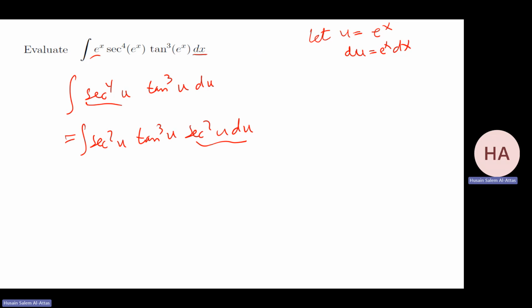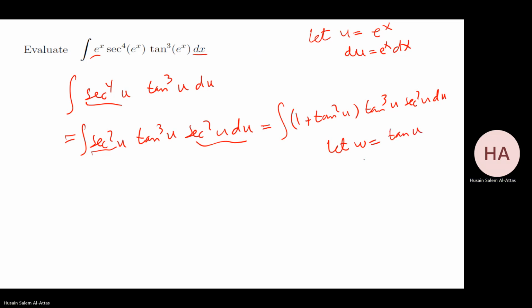So that will be what? I need to change this into tan. I know 1 plus tan square u times tan cubed u secant square u du. So I let w now. I chose u. I did u before. It will be tan u. dw will be secant square u du. Now change everything in terms of w. That will be 1 plus w square, w cubed, du.